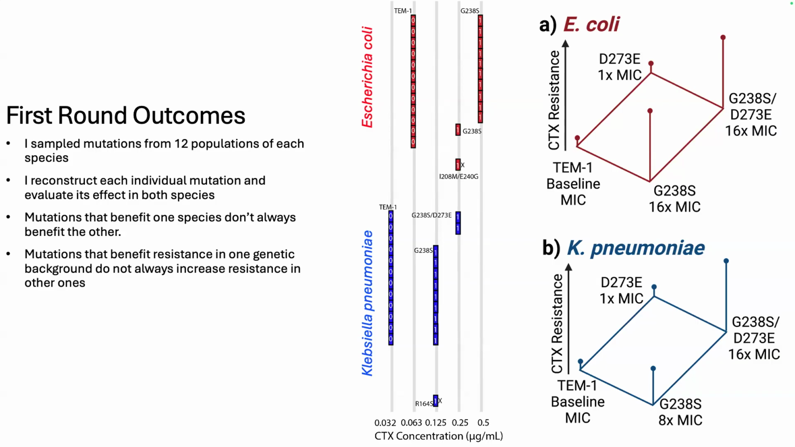I'll mention that we also do see another form of conditionality here, where D273E does not increase resistance relative to TEM1 in either species. This means that mutations that benefit resistance in one genetic background don't always increase resistance in others. That was also something that was shown in the landscape in the previous project, but I didn't really talk about it yet.